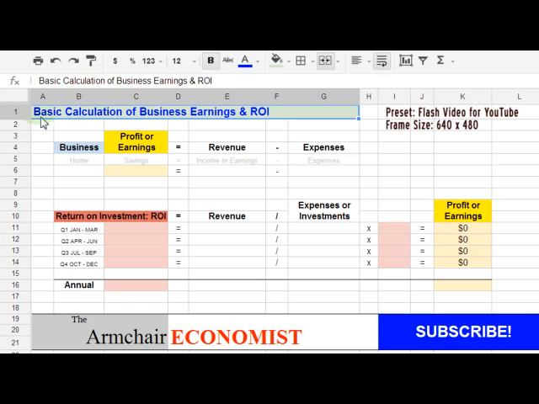Today I'd like to show you the basic calculation of business earnings and ROI, return on investment.